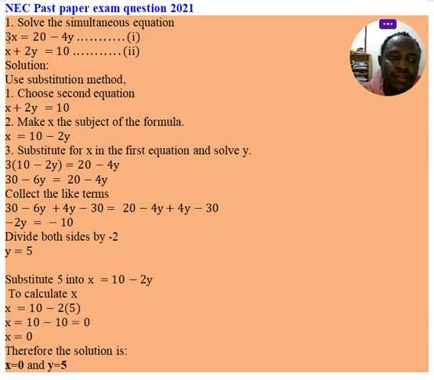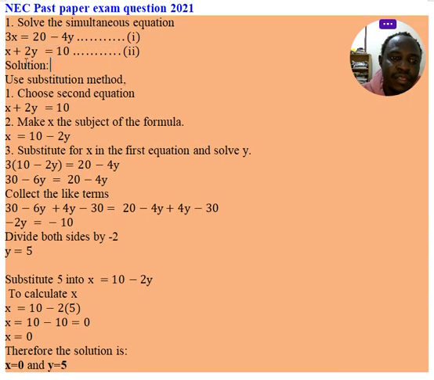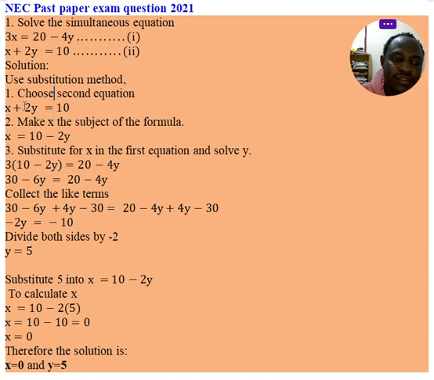If you look at these questions, it would be easy to solve them with the substitution method. Why? Because it's easy to make y the subject of the formula. Otherwise, if you want to do it the other way around, you need to take minus 4y to this side, which will take some time. So I just took the second equation and made x the subject. So how did I do that?